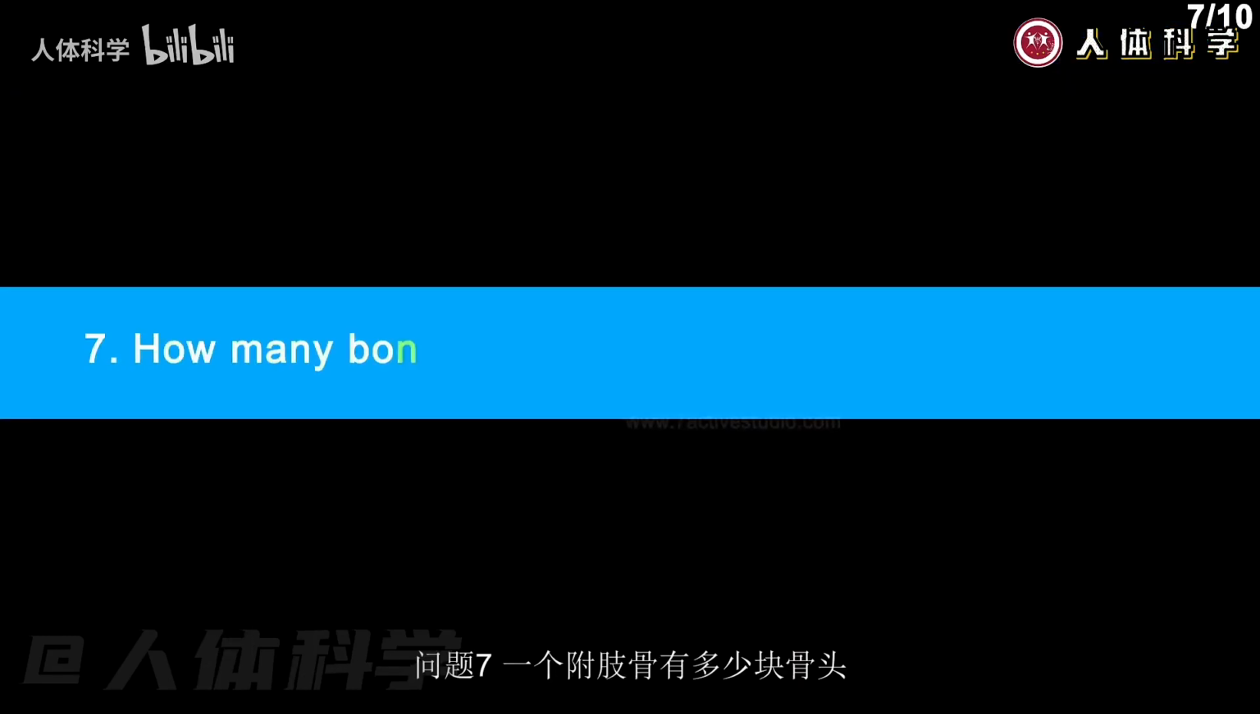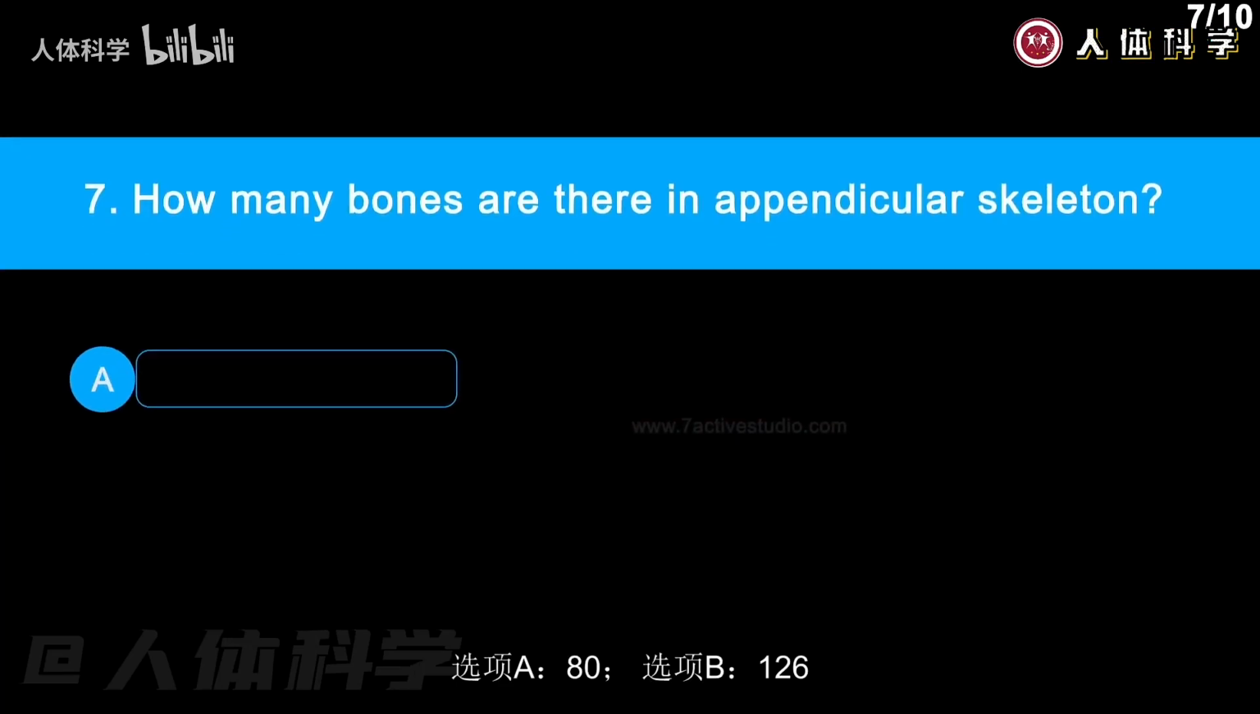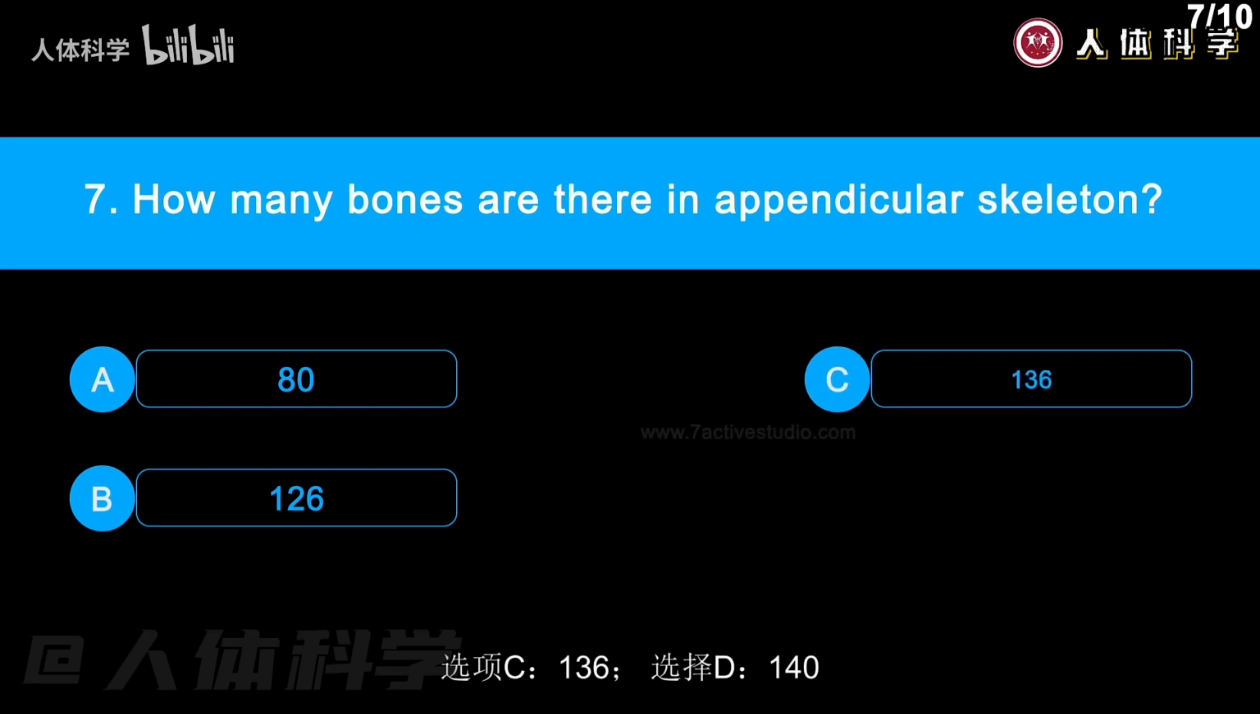Question 7. How many bones are there in the appendicular skeleton? Option A, 80. Option B, 126. Option C, 136. Option D, 140.